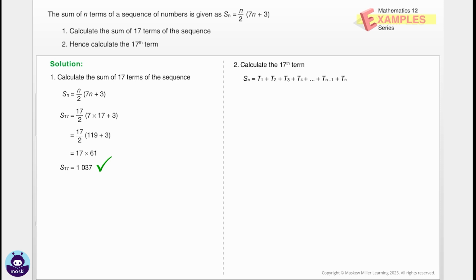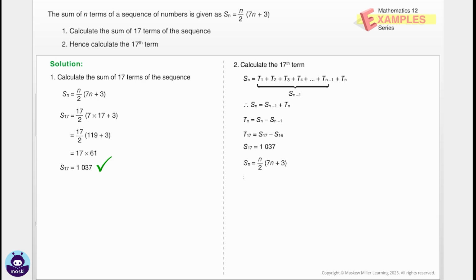Recall the formula for the series as the sum of the terms in a sequence. We can rewrite the expression as the sum of n minus 1 terms of the sequence plus the nth term. Rearranging the terms, we have already calculated S17.